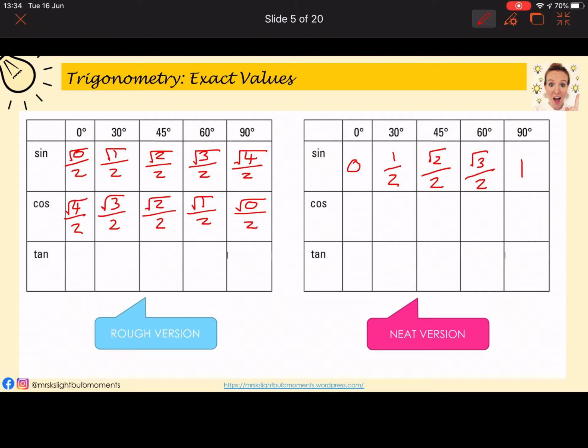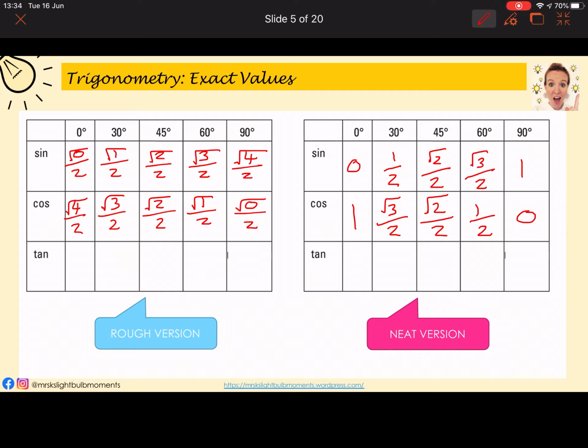Okay, so that is our first row, exactly how you need to remember it: 0, half, root 2 over 2, root 3 over 2, 1. Then obviously our second row, our cos, is just the same backwards because we have those exact same terms, just backwards. So you could just write down the first row in your rough stage and then just copy it backwards on this stage. Okay, so sine 0 to 1, cos 1 to 0.